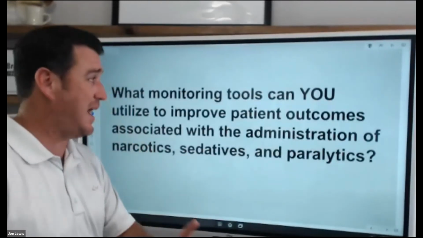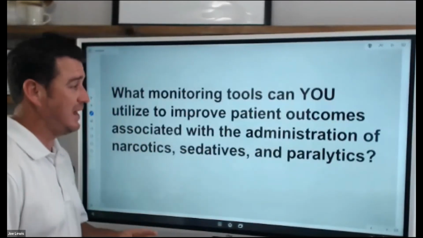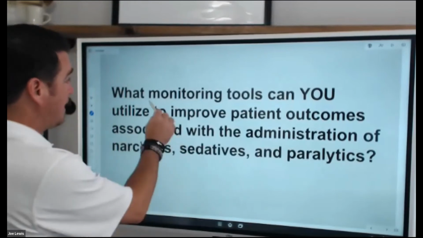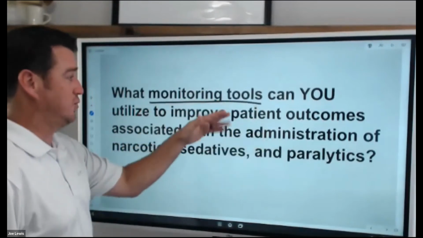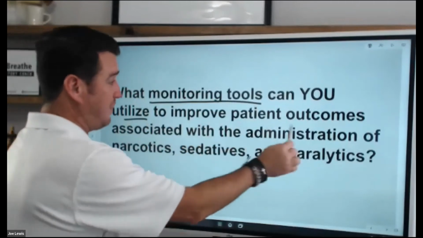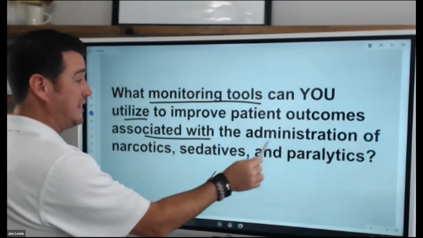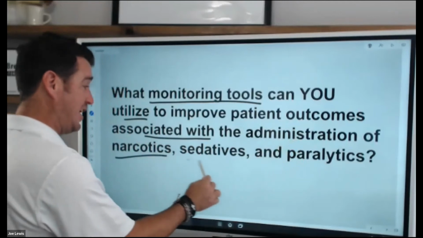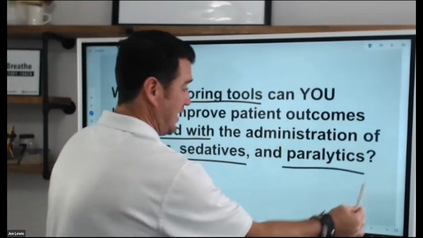Now, with that in mind, I want you to keep this question in mind as well. What monitoring tools, these are monitoring tools, can you, the respiratory therapist, utilize to improve patient outcomes associated with the administration of the drugs we're going to be talking about: narcotics, sedatives, and paralytics.